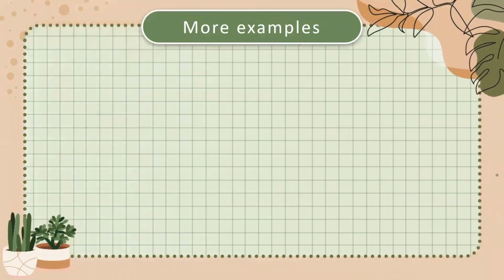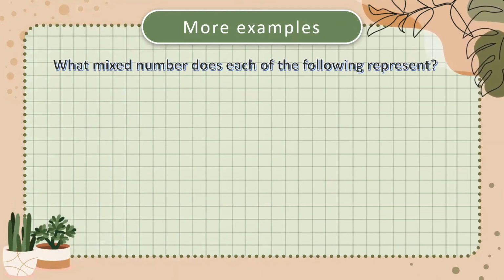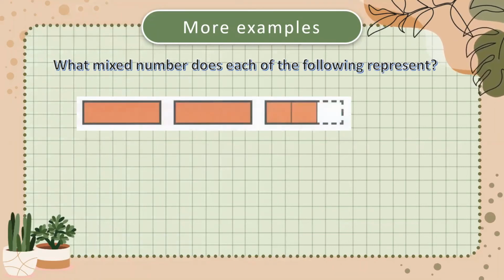Let's have more examples. What mixed number does each of the following represent? How many whole numbers do you see? We have 1, 2. 1 whole was divided into how many parts? We have 1, 2, 3 parts. Therefore, the denominator is 3. And the shaded part, we have 1, 2, which is our numerator. Therefore, this is 2 and 2/3.